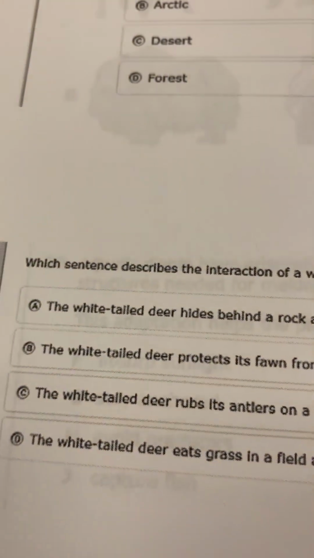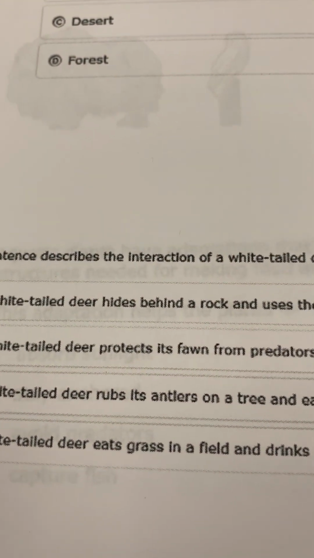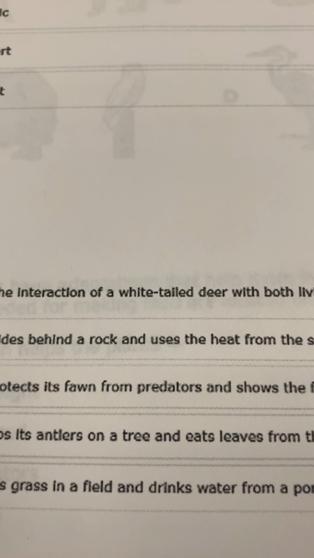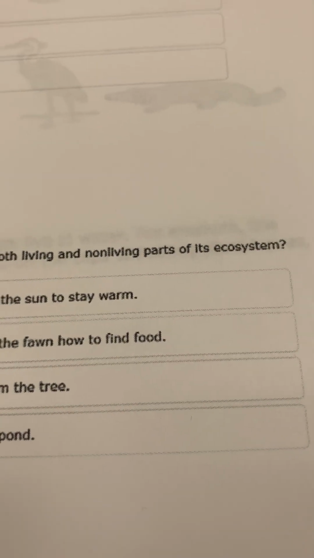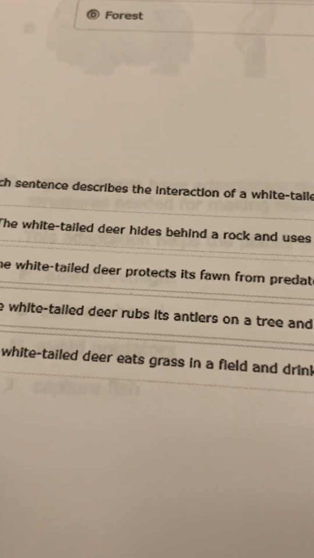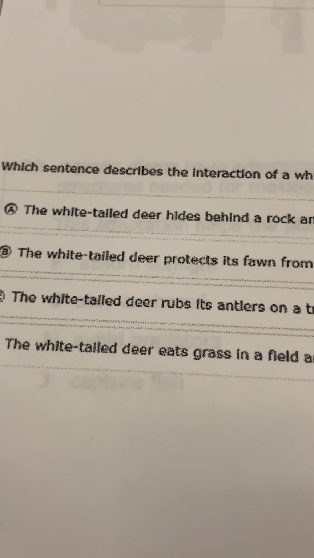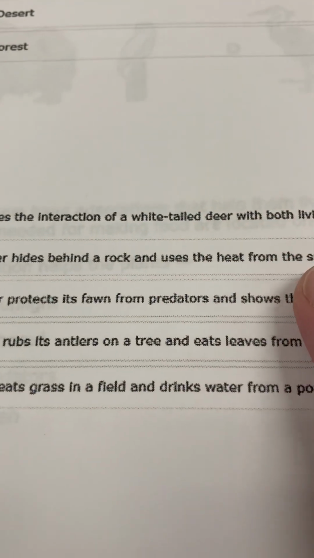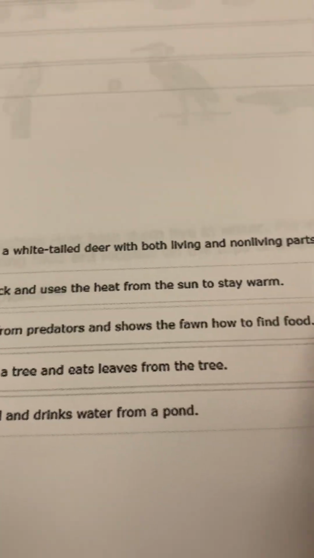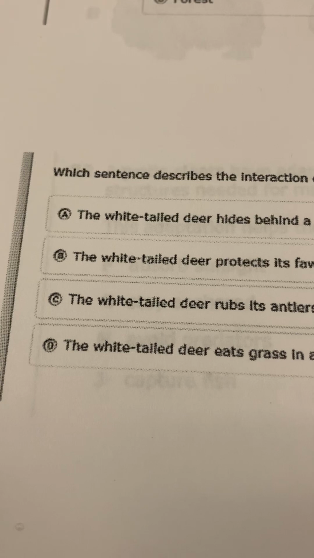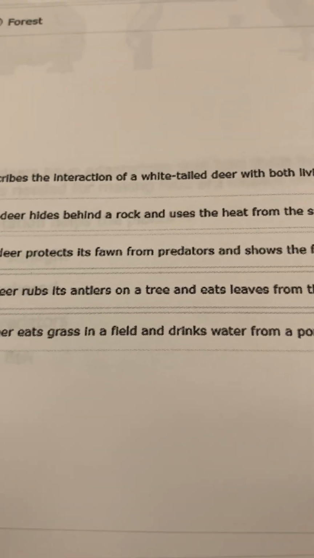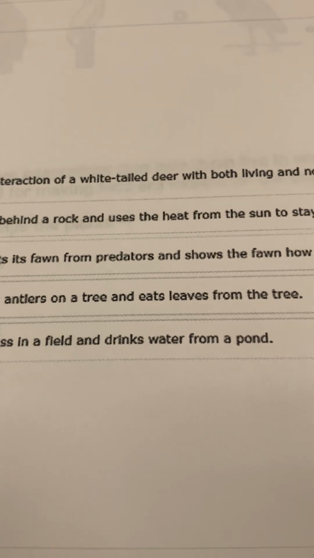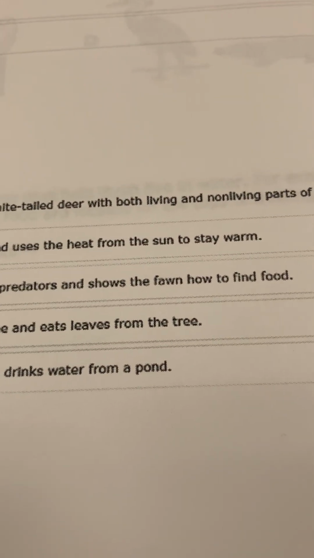All right, next question. It says, which sentence describes the interaction of the white-tailed deer with both living and non-living parts of the ecosystem? Is it A, the white-tailed deer hides behind a rock and uses the heat from the sun to stay warm? Is it B, the white-tailed deer protects its fawn from predators and shows the fawn how to find food?